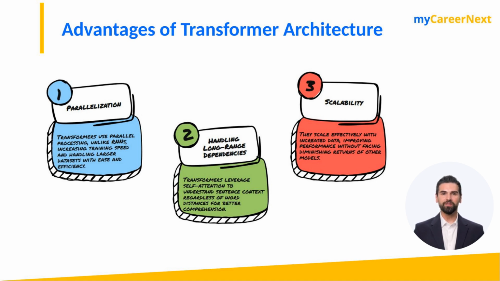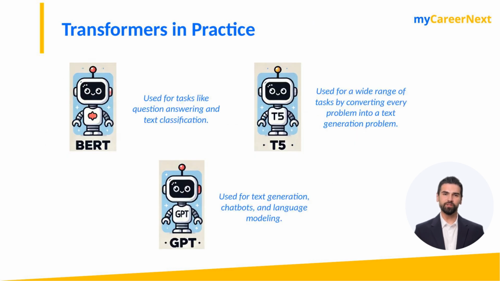So, where are transformers used today? Well, pretty much everywhere. The most famous transformer-based models include BERT, bidirectional encoder representations from transformers, used for tasks like question answering and text classification. GPT, generative pre-trained transformer, used for text generation, chatbots, and language modeling. T5, text-to-text transfer transformer, used for a wide range of tasks by converting every problem into a text generation problem. These models have achieved state-of-the-art results in many NLP tasks, making transformers a go-to architecture for modern AI systems.